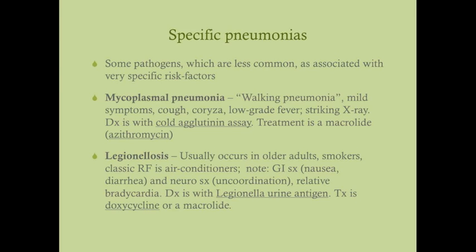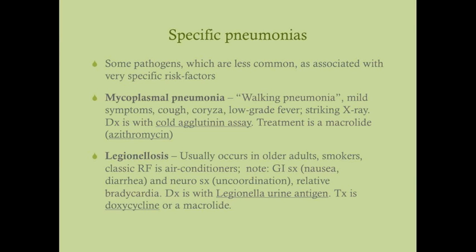So legionellosis tends to occur in older adults and smokers, and the classic vignette is that they're exposed to air conditioners, but that is not something that you're always going to be given because that's such a dead giveaway. So what you should think of is the fact that legionellosis is a pneumonia that is accompanied by some GI symptoms and by some neuro symptoms. So those GI symptoms include nausea, vomiting, diarrhea. The neuro symptoms often include uncoordination, imbalance, unstable gait.